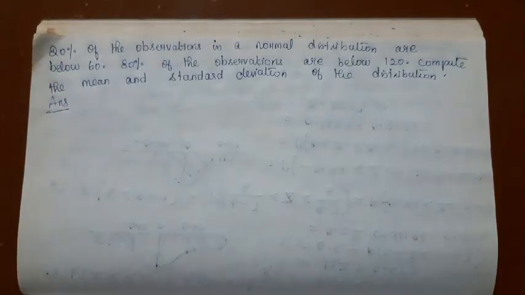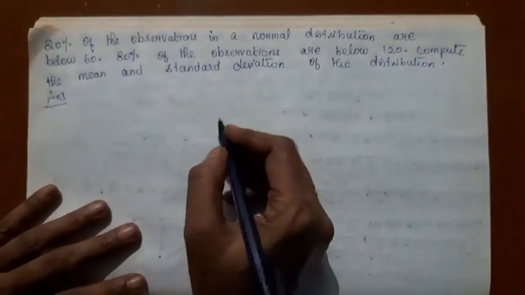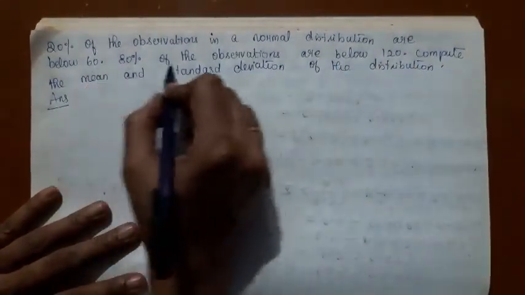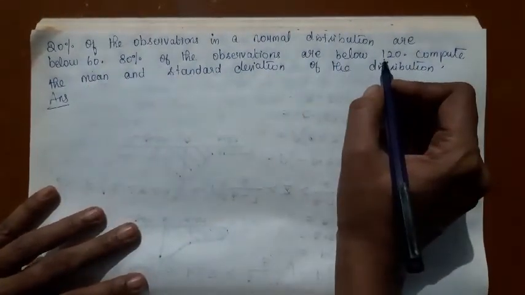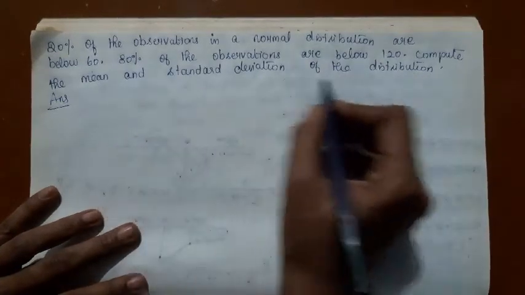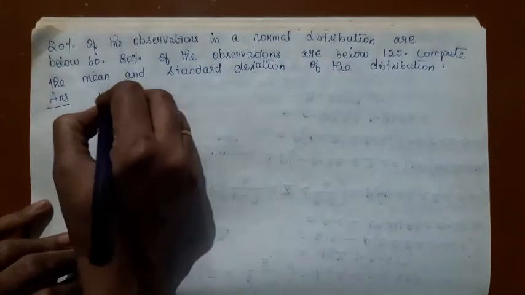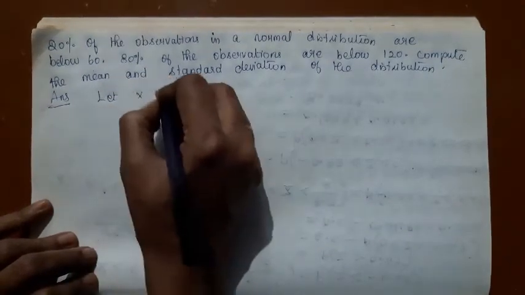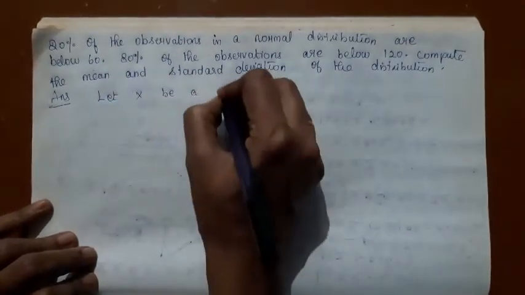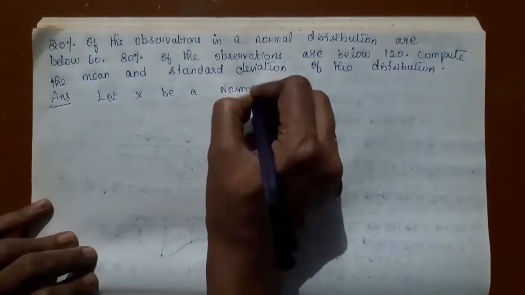Let us consider this problem. 20% of the observations in a normal distribution are below 60. 80% of the observations are below 120. Compute the mean and standard deviation of the normal distribution. See, let x be a normal variate.